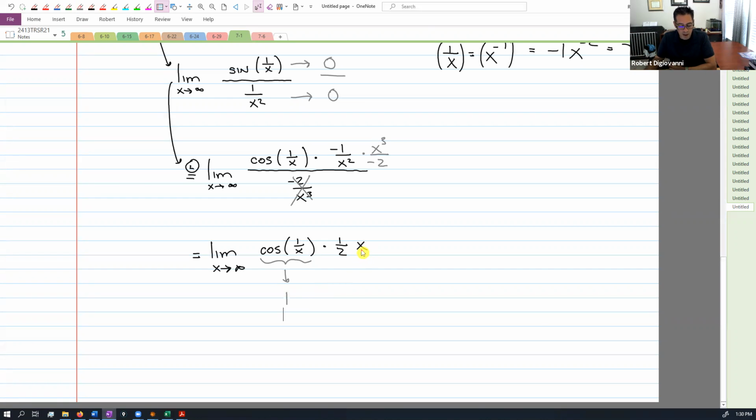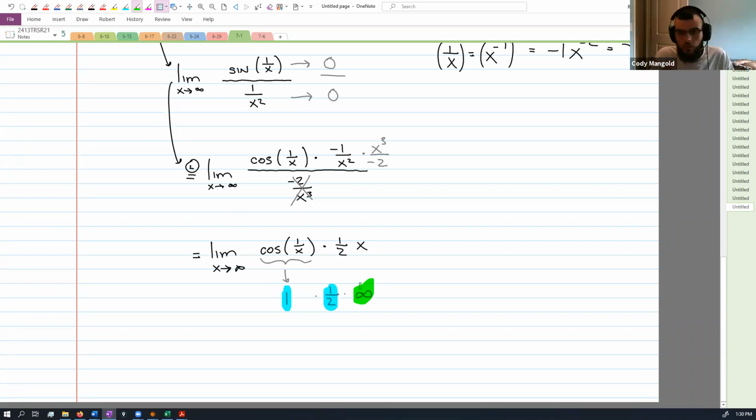And then where's this one headed? So times 1/2 times, and that's headed to where? Infinity. Okay. We no longer have an indeterminate form. Look, these are headed to numbers, right? This is a number, 1. Here's a number, 1/2. And then we're multiplying it times a number that's getting huge. So what should this thing do? Go to infinity, right? So this is going to go to infinity.